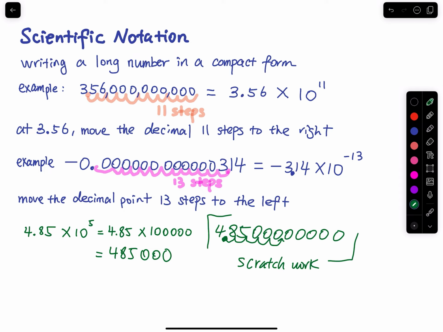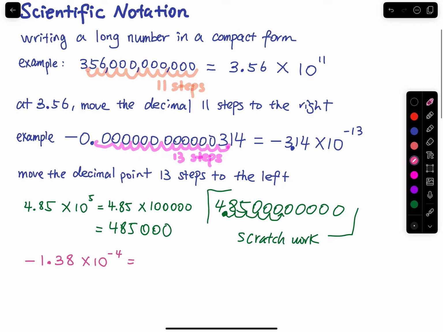Let's try one more. Let's try a negative, shall we? Let's say negative 1.38 times 10 to the negative 4. How's that? So what is 10 to the negative 4?